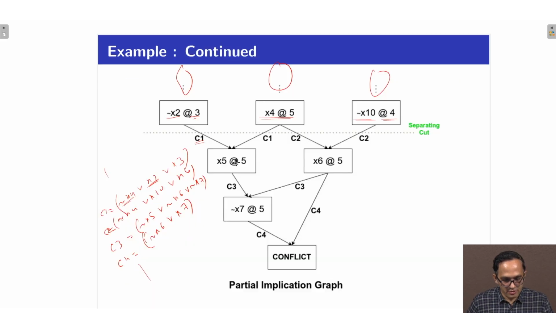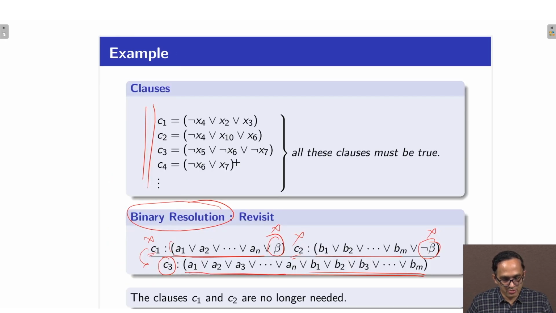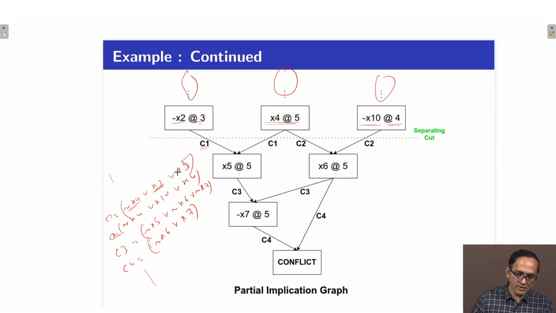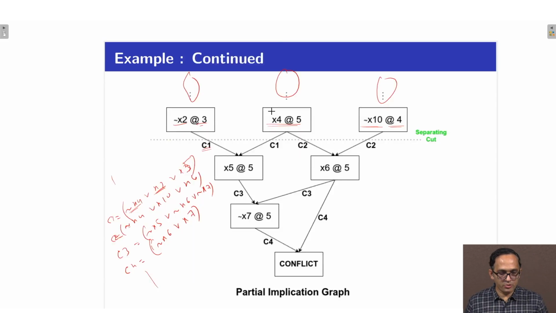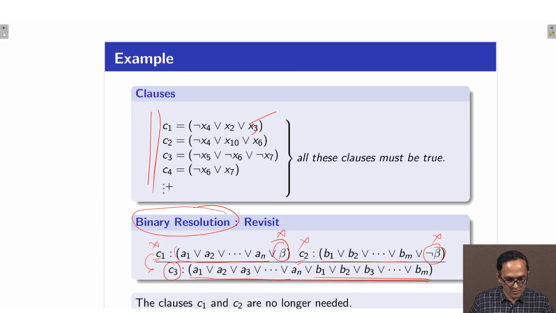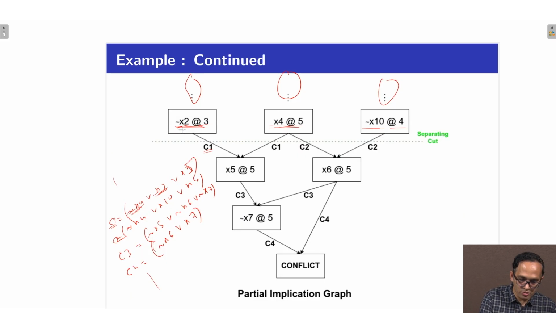So, C1 is x4, x2, x3. So, this is actually x5. If I take this particular decision and this decision and I consider C1, not of x2 makes this false, not of x4 makes this false, and then x2 will make this false. So, x5 equal to 1, so this will make this true.